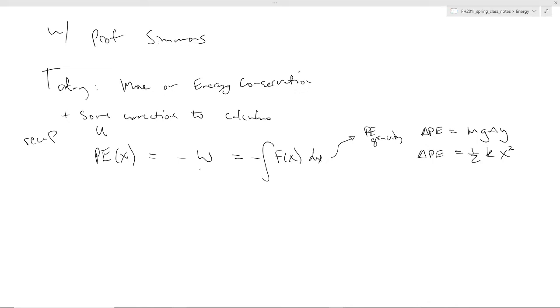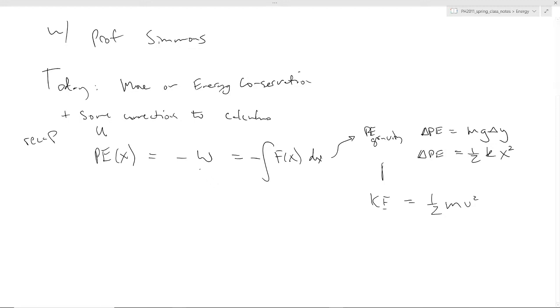And last time we also talked a little bit about kinetic energy. So the other ingredient that goes along with this is kinetic energy, and that's given by 1/2 mv squared. So these are the ingredients that we need to talk about energy conservation.